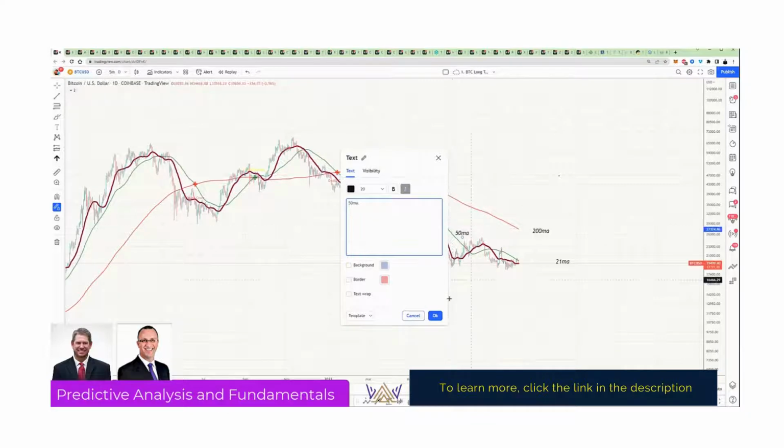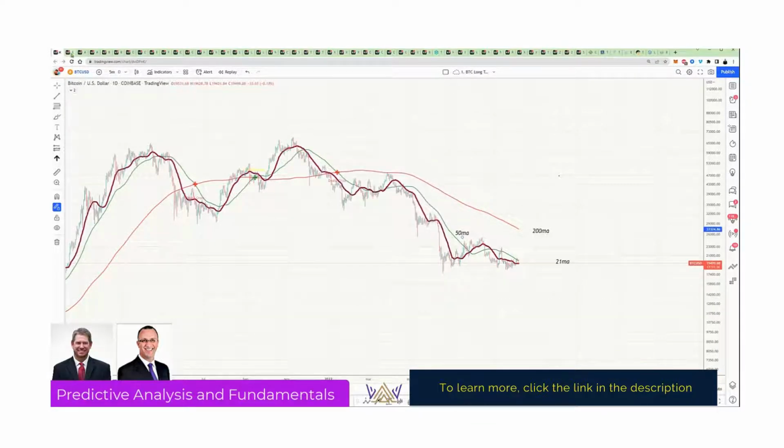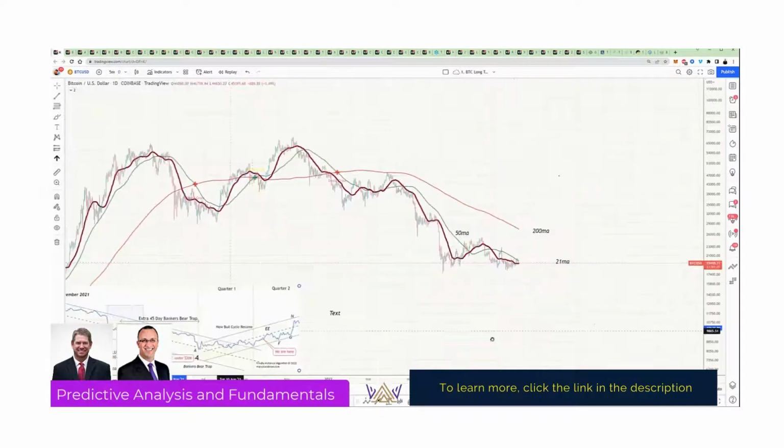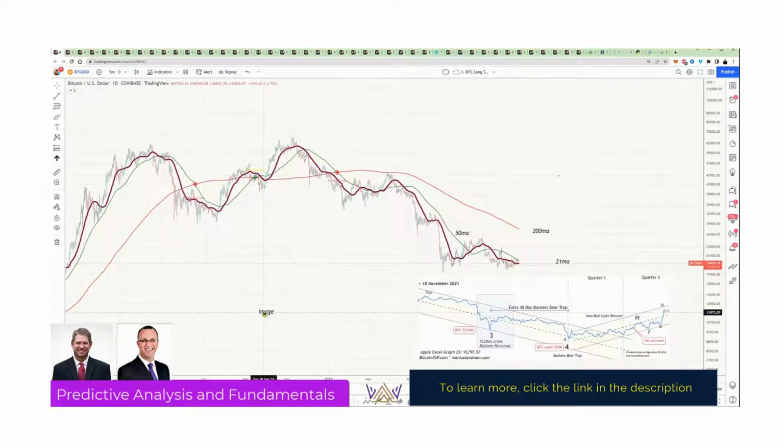Now, if you want to trade very simple and very easy, let me just copy this chart over here. I'm just going to copy that and bring that back over. So there's that, and I'm just going to delete this. Okay.